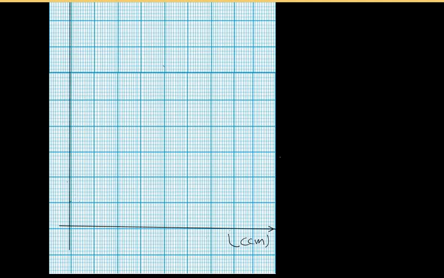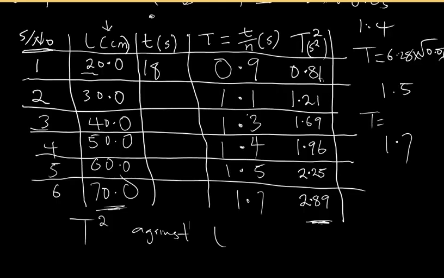Each of these boxes is 1 cm, so we need to know the interval for each of the axes. You need to know the value you're going to assign to each box. How do I know that? All I need to do is take the range of my values, that is the difference between the maximum and the minimum, then divide it by the number of boxes. Starting with t squared.